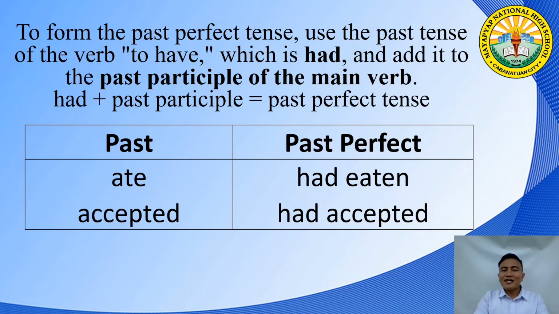To form the past perfect tense, use the past tense of the verb to have, which is had, and add it to the past participle of the main verb. Had plus past participle equals past perfect tense. For example, ate, had eaten. Accepted, had accepted.